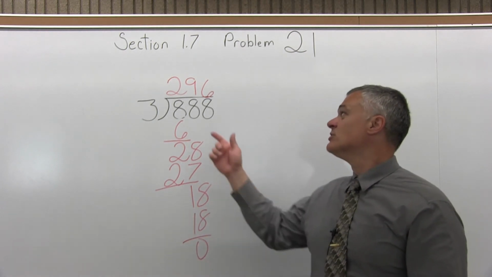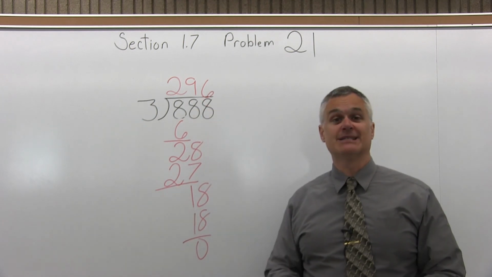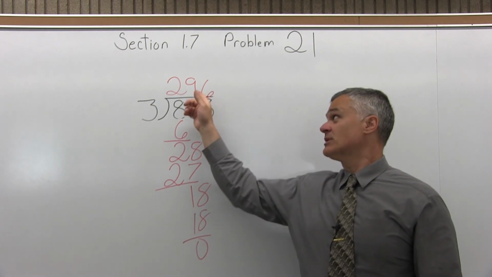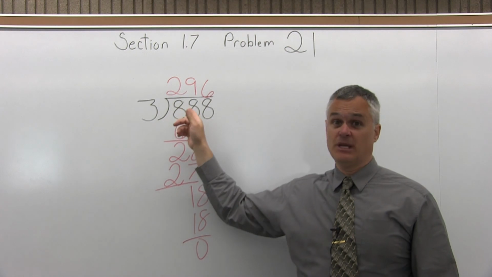So 3 will go into 888 296 times. And you could check it. 296 times 3, sure enough, will be 888.